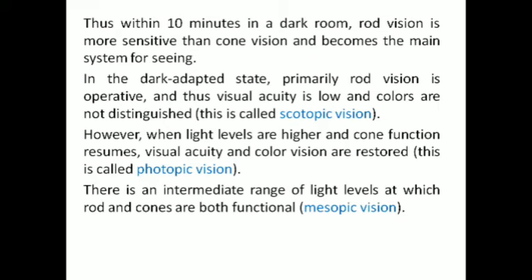In the dark adapted state, primarily rod vision is operative and thus visual acuity is low and colors are not distinguished. This is called scotopic vision. However, when the light levels are higher and cone function resumes, visual acuity and color vision are restored, and this is called photopic vision. There is an intermediate range of light levels at which rods and cones are both functional, and this is known as mesopic vision.